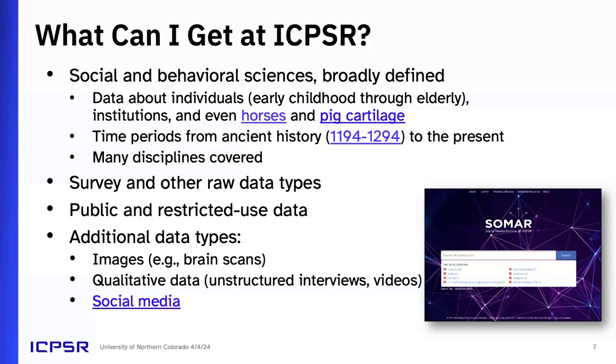Our data cover a wide time period. The oldest data are from 1194 to 1294. They're about public executions. But most of our data are much more recent than that. I would say mid 1800s forward, and a lot of it is the late 1900s and the 2000s. I mentioned that we cover many disciplines. Sometimes we like to look at the disciplines associated with our account holders, so the people who create accounts to download data. And I think at last count, we cover something like 50 different disciplines.